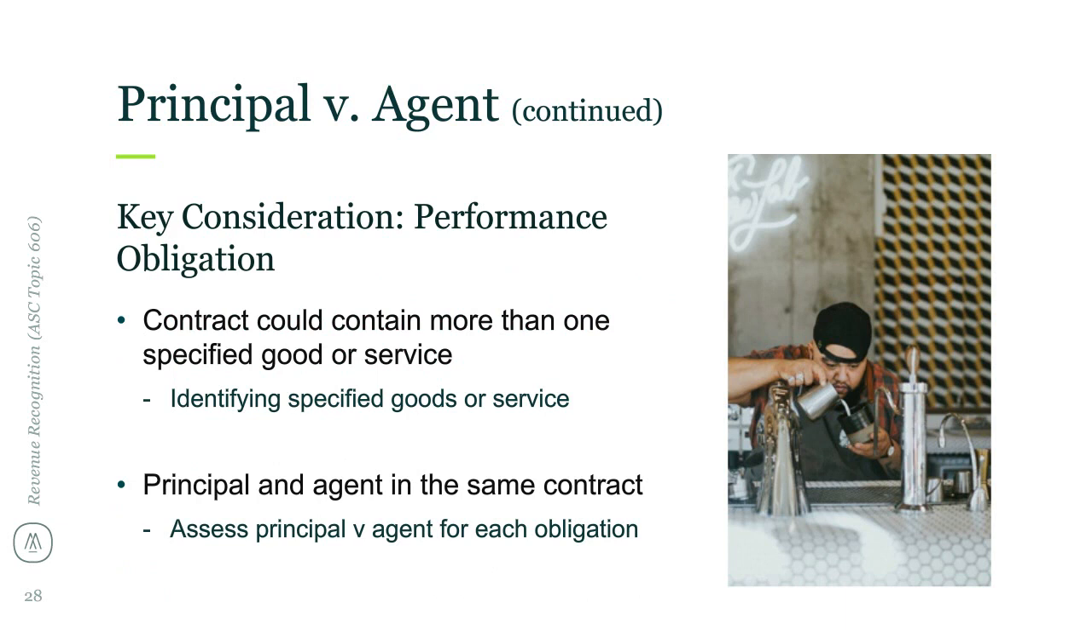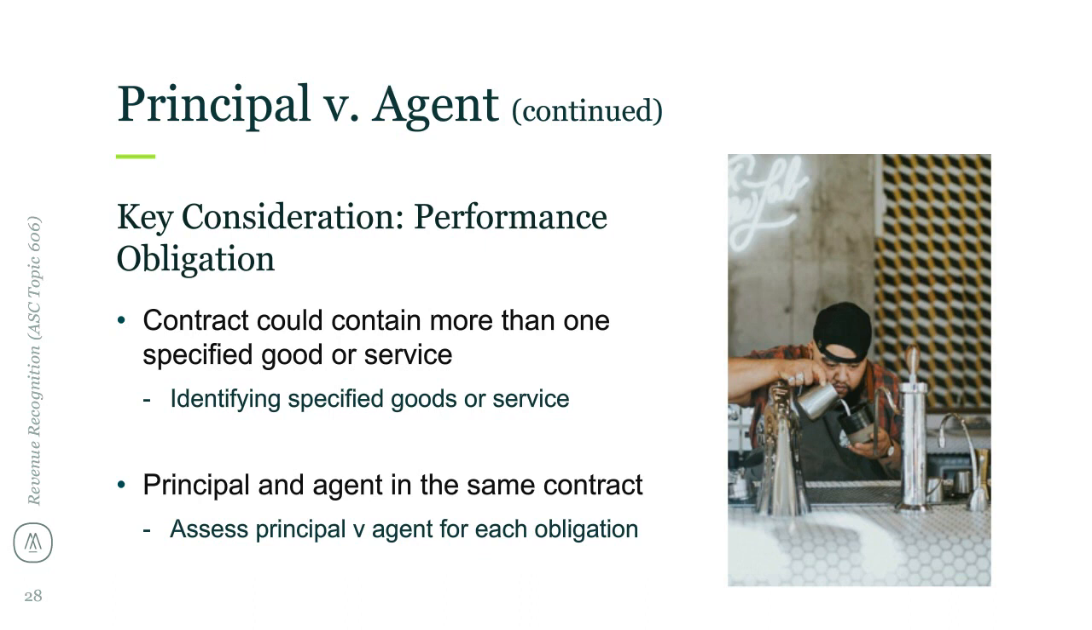As we just discussed, each good or service, or sometimes a distinct bundle of goods or services, should be evaluated separately. If a contract with a customer includes more than one specified good or service, an entity could be a principal for some of the goods or services and an agent for others. Again, companies will need to carefully consider whether they serve as a principal or agent in each of their revenue streams involving a third party as part of applying Topic 606.